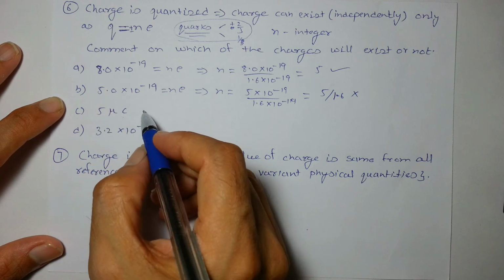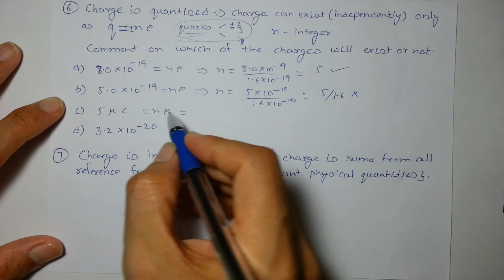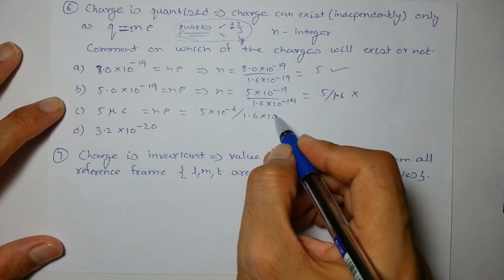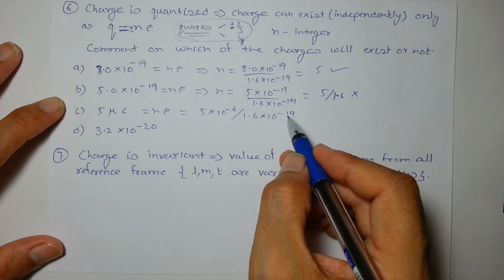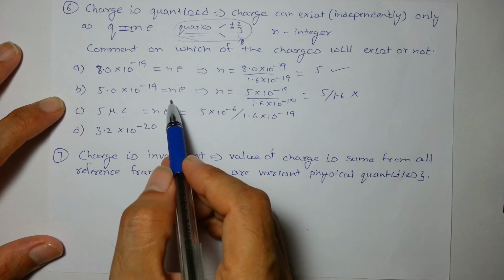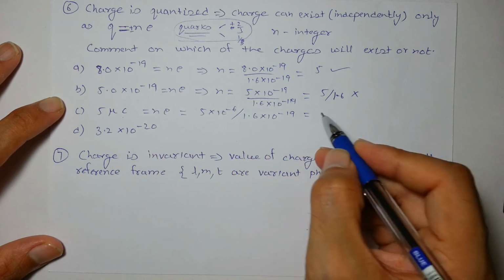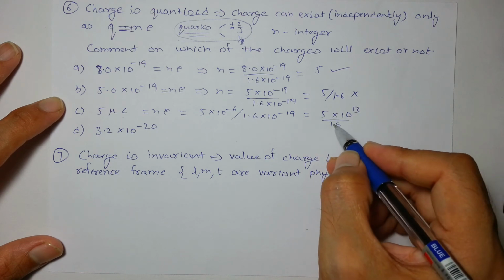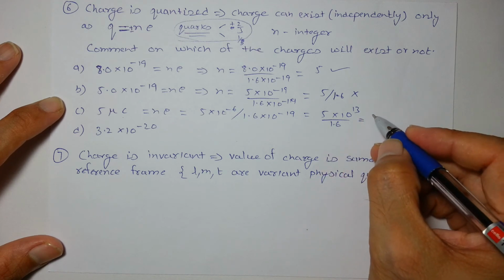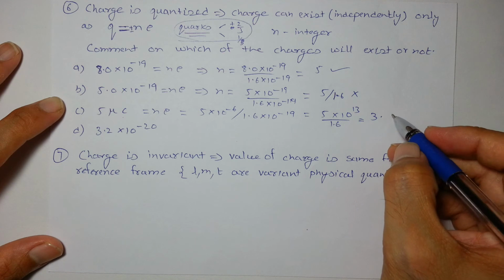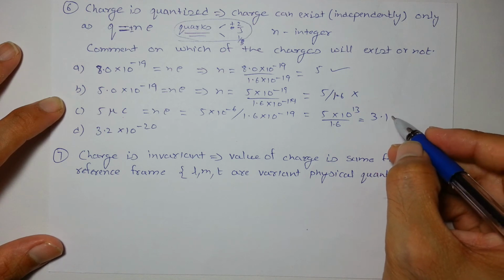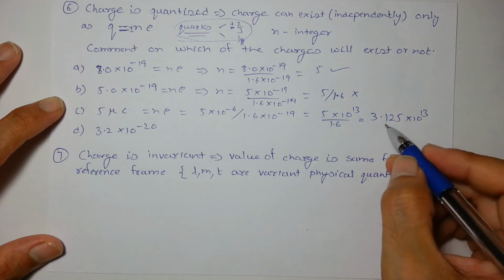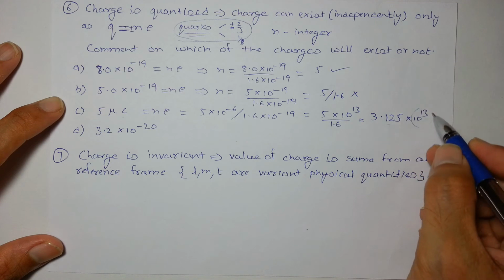But 5 microcoulomb equal to Ne, when we start solving this, divided by 1.6 into 10 to the power minus 19. This is now minus 6, this is now minus 19. In the previous case, both were minus 19. So we'll get 5 into 10 raised to power 13 by 1.6. Obviously this will be an integer, and the value will be 3.125 into 10 raised to power 13. This is a very large integer because of this high value.